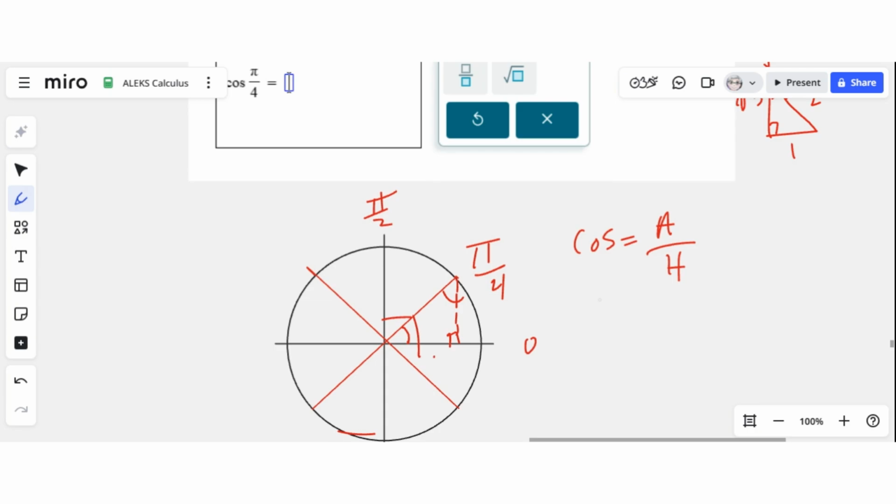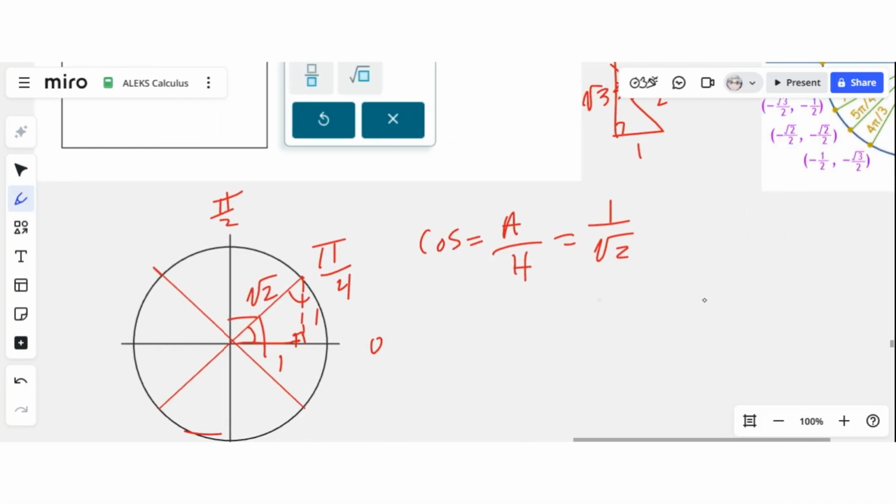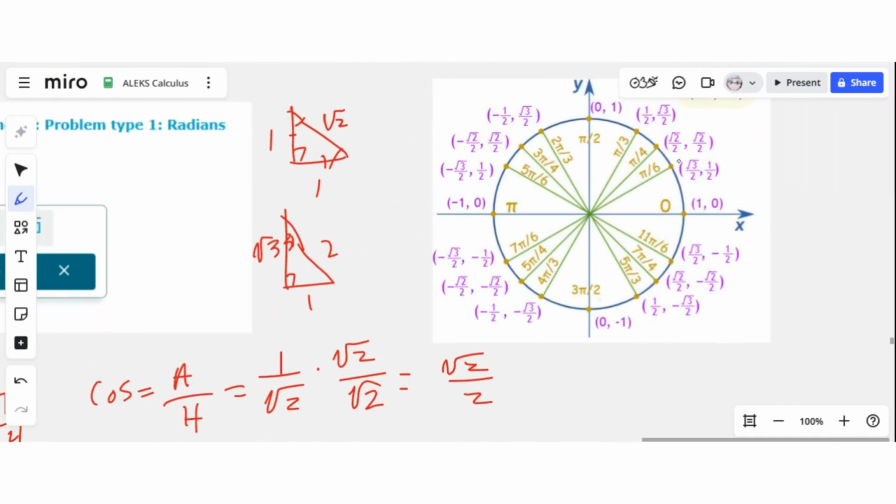Therefore, the ratio of the sides is 1 to 1 to the square root of 2. And now the cosine is the adjacent side, that would be this side, over the hypotenuse, so that would be 1 over the square root of 2. That doesn't look like exactly what we got, but we still have to rationalize the denominator here. When you multiply it by the square root of 2 over the square root of 2, you're going to get the square root of 2 over 2. And that's exactly what we have here for the cosine of pi over 4.